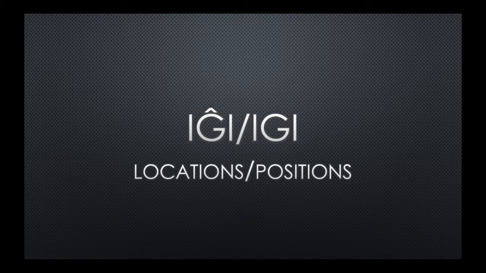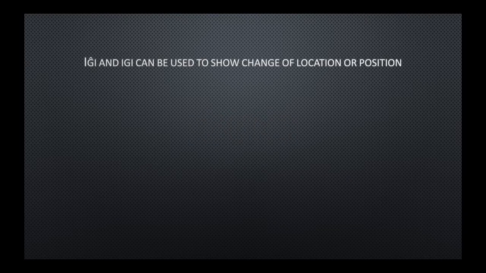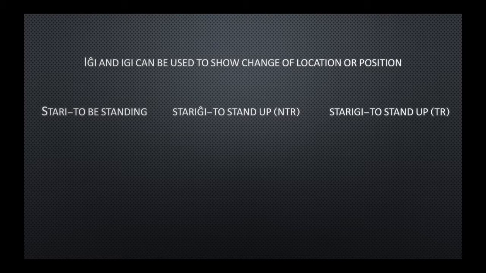Hello everybody! In this video we are talking about eg and igi and how they are used with locations and positions. So we're going to start off pretty easy. The first example we're going to look at is stari, which means to be in the standing position. If you are standing on your feet, you say mi staras, I am standing.